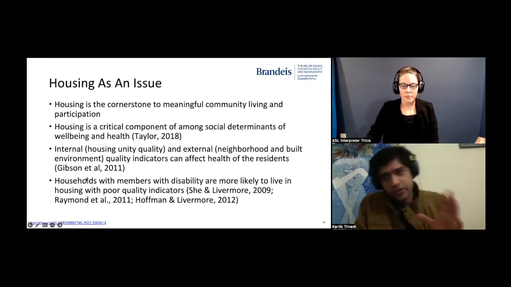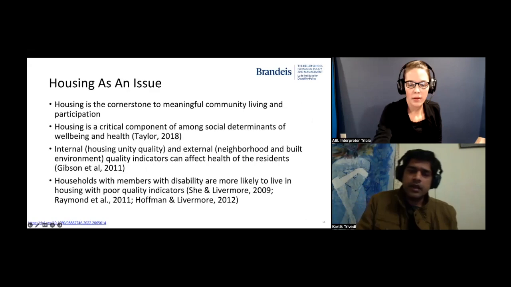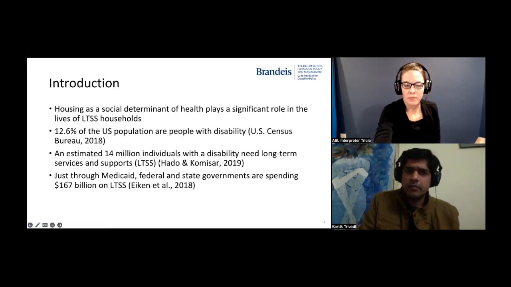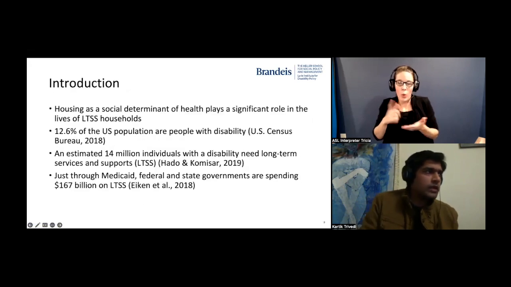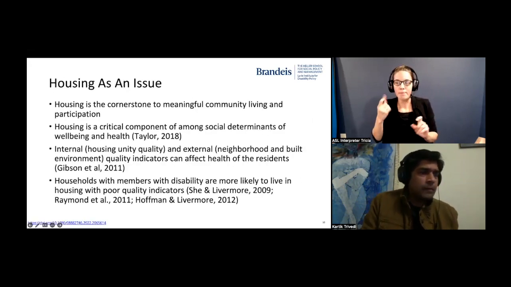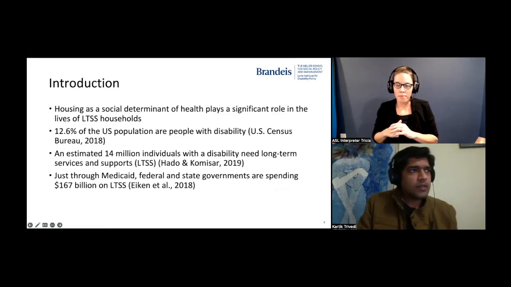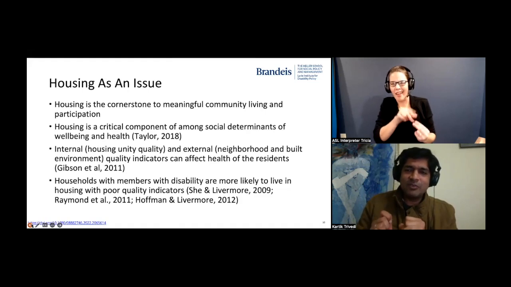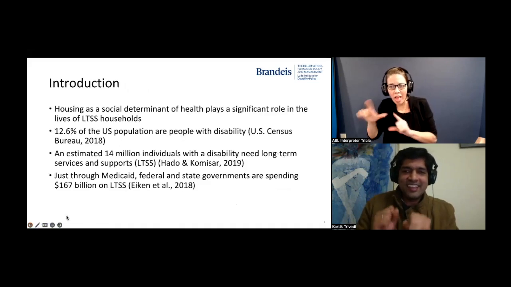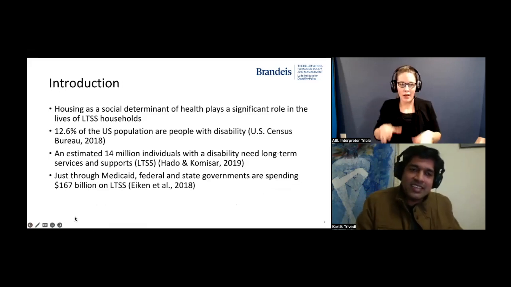Now, like any presentation that we do, what we have to build up is the argument for why this thing is important. And what we know is that housing is, yes, that's the slide. Is it automatically moving, Teresa? So yeah, housing as a social determinant of health.